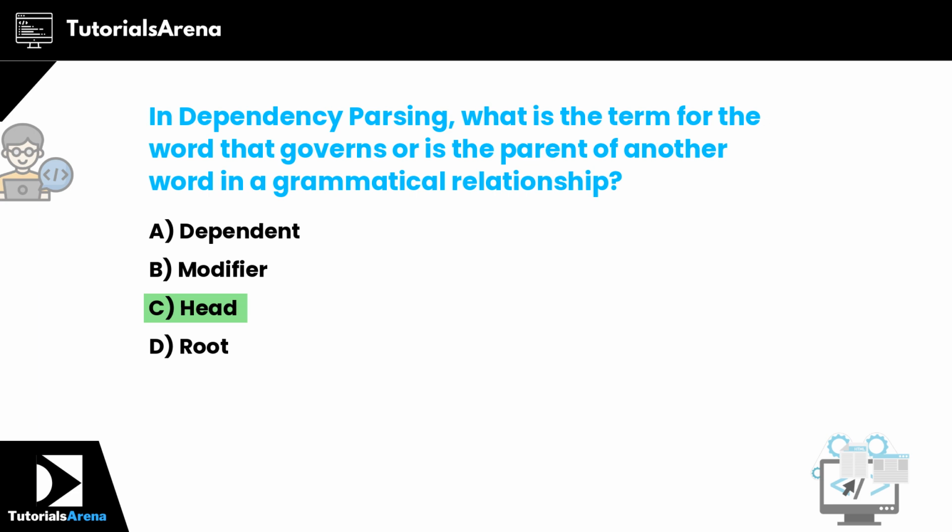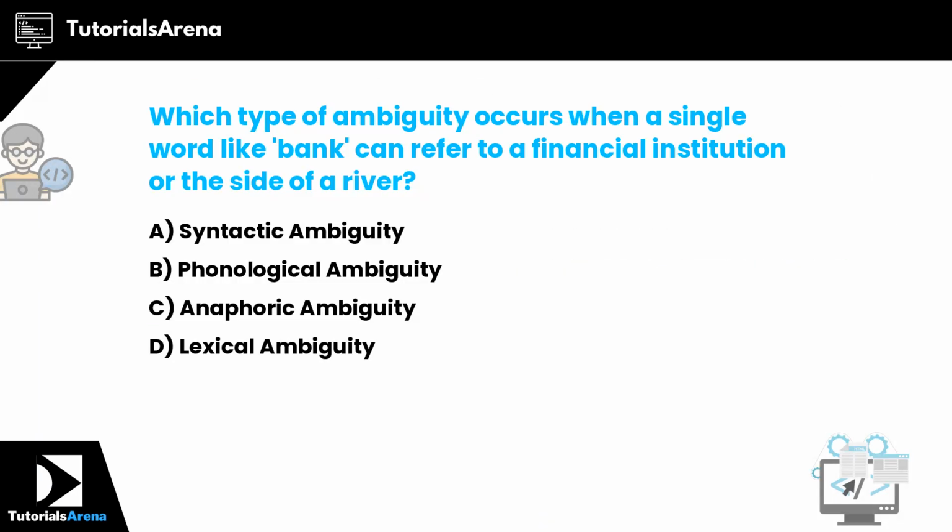The correct answer is option C, head. Which type of ambiguity occurs when a single word like bank can refer to a financial institution or the side of a river?